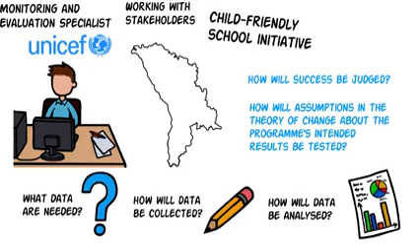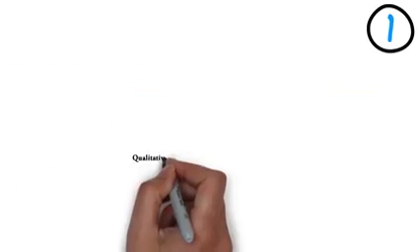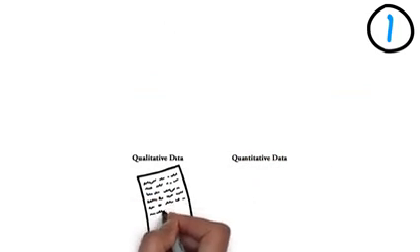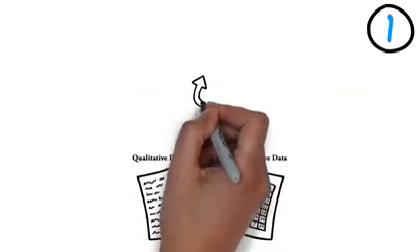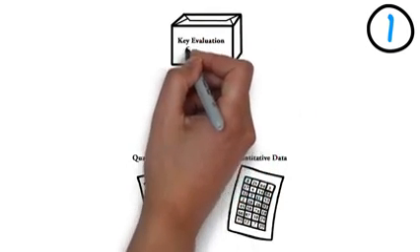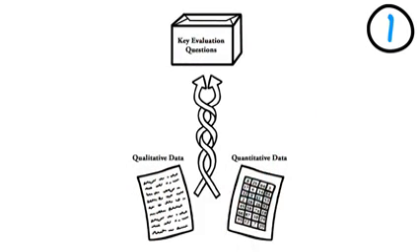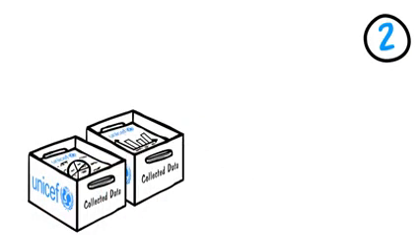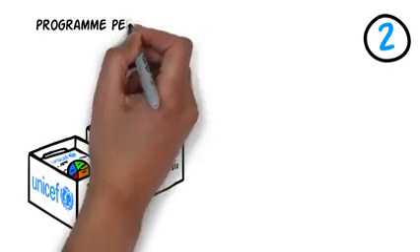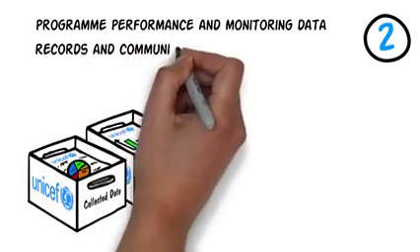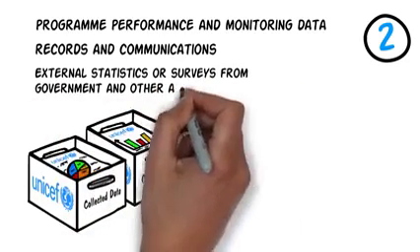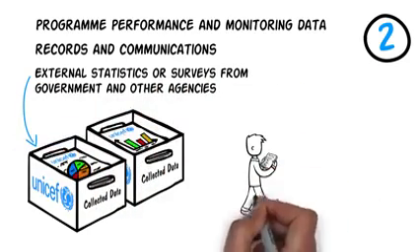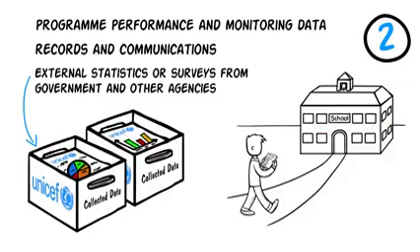There are 4 things they need to bear in mind. First, it is most likely that they will need a mix of qualitative and quantitative data from different sources to increase the credibility of the findings and answer the key evaluation questions. Second, they will need to examine what data are already available, such as program performance and monitoring data, records and communications, external statistics or surveys, and decide what additional data needs to be collected as part of the evaluation.